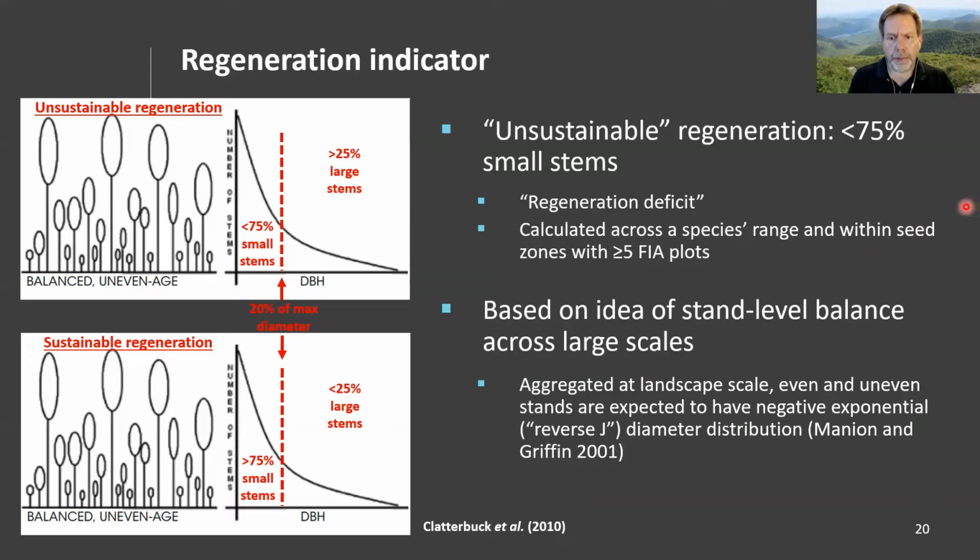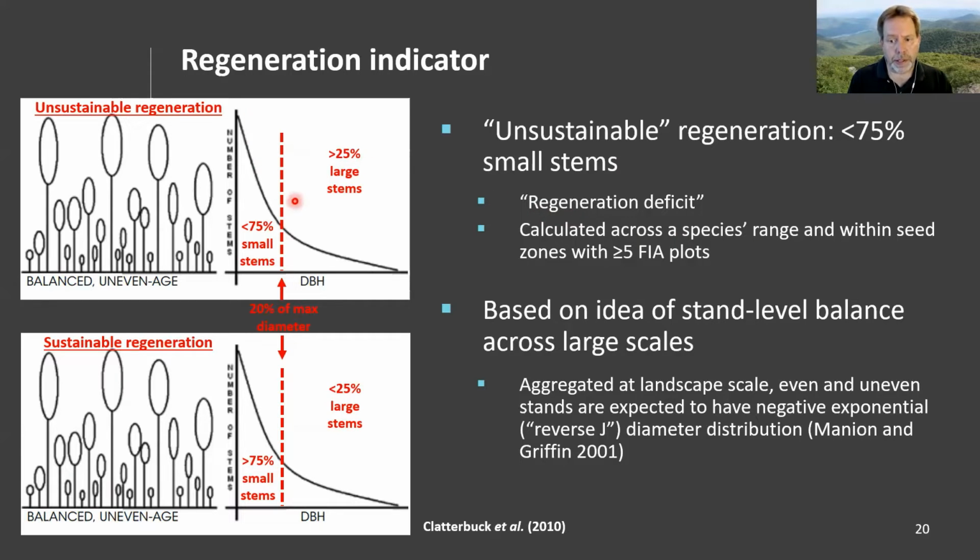So what our indicator is here essentially is, if fewer than 75% of all of the stems of a species are small, then we have unsustainable regeneration and regeneration deficit. And that's calculated across a species range and within each of the seed zones that has at least 5 FIA plots in it.